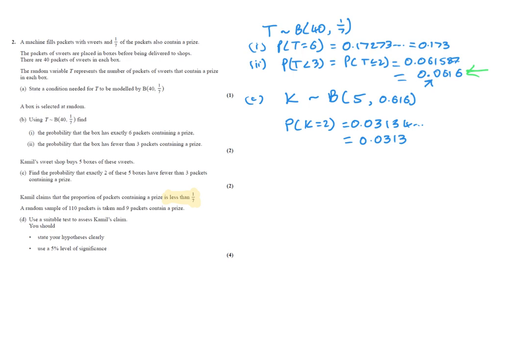9 packets contain the prize, so that's our observed experimental data value, isn't it? 5% significance level. Right, I think I'm good to go. I know what I've got to do to proceed. So very structure driven, isn't it? Hypothesis testing. First thing is to give the null hypothesis, the alternative hypothesis, and our highlighted thing.